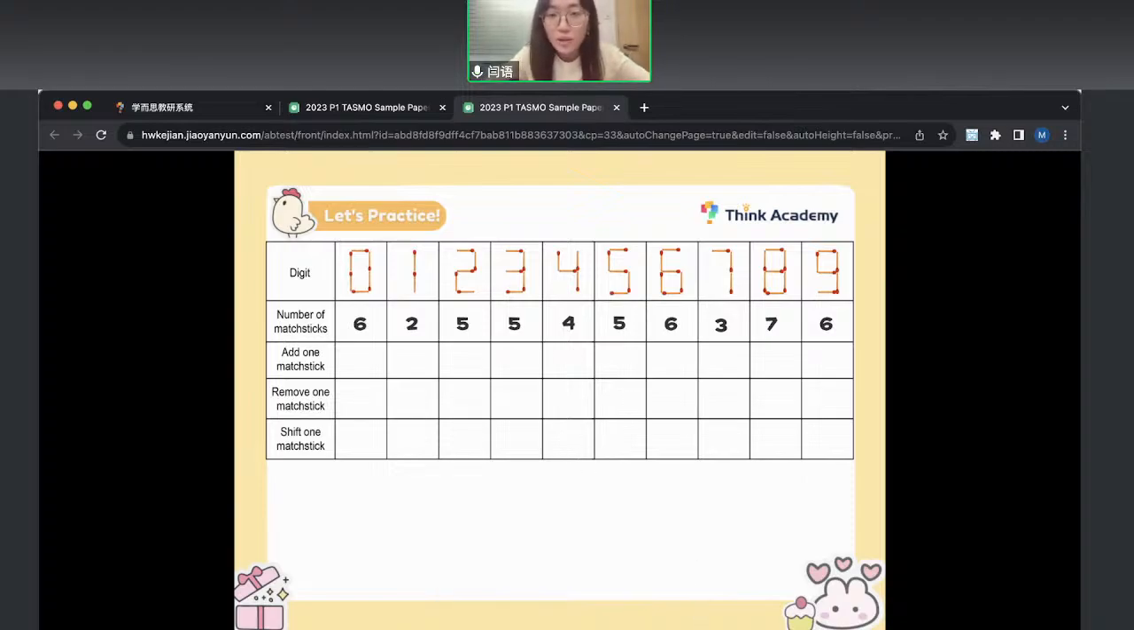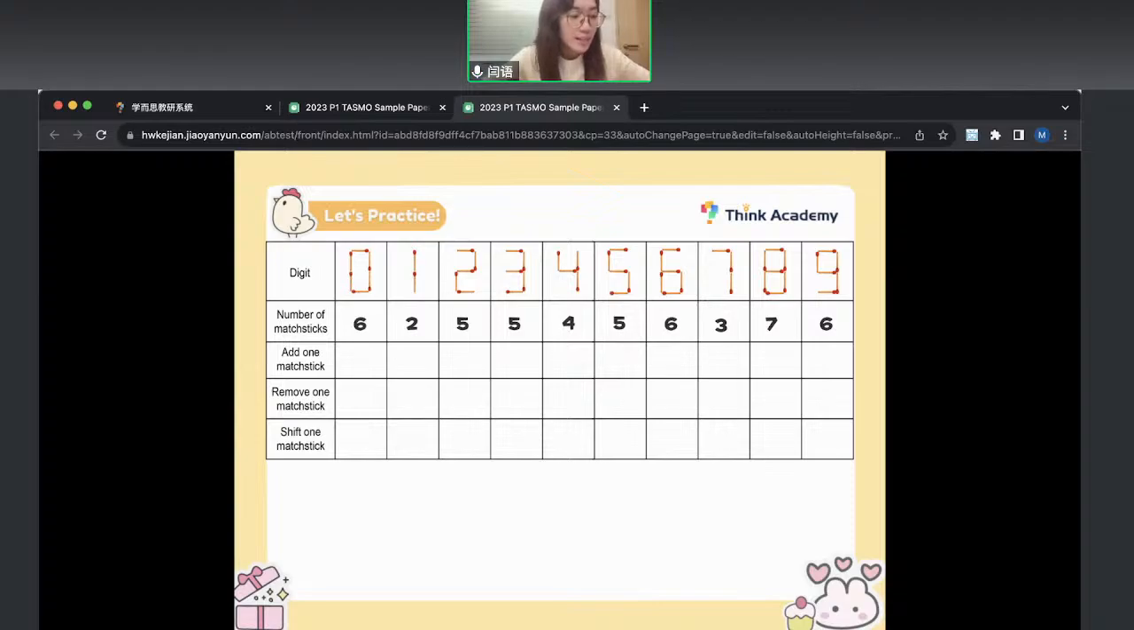And also here, everyone, please pay more attention to the number of matchsticks. So now you see, how many matchsticks do we need to form a 0? To form a 0, we need 6. And what about digit 1? We need 2 matchsticks. And what about 2? For 2, we need 5. And also 3, we also need 5. Okay, and move on to digit 4. How many matchsticks do we need? We need 4. And then move on to 5, 6, 3, 7, 6. Okay, so here, everyone, if you have matchsticks, also try to form these digits by yourself, okay?